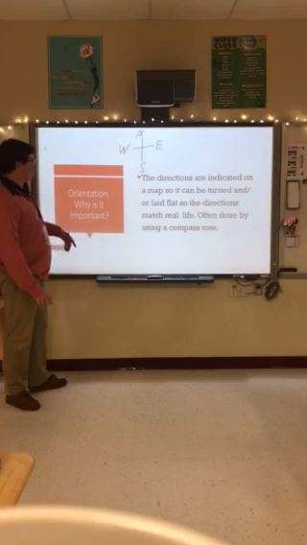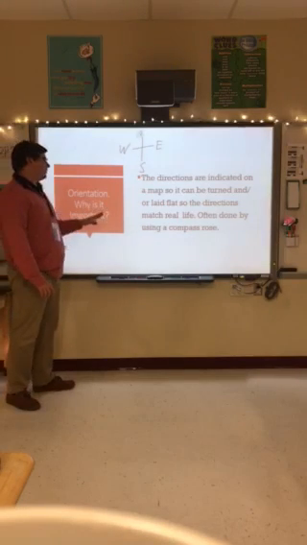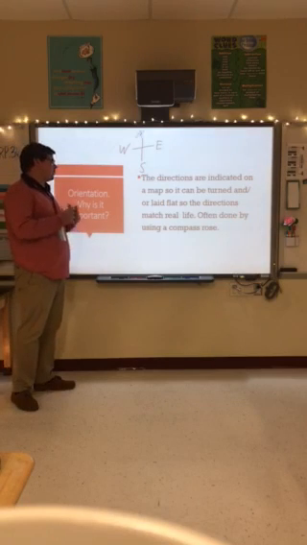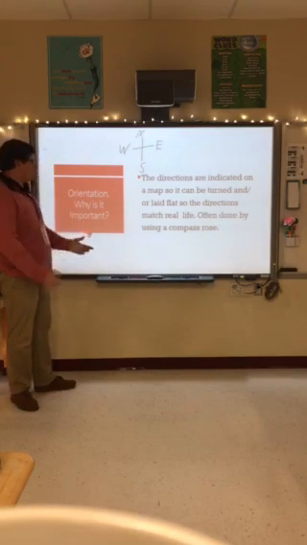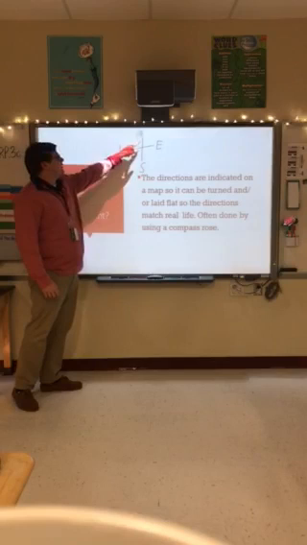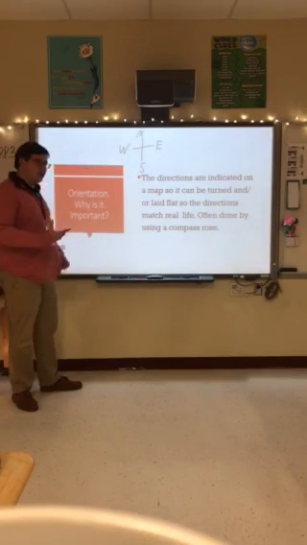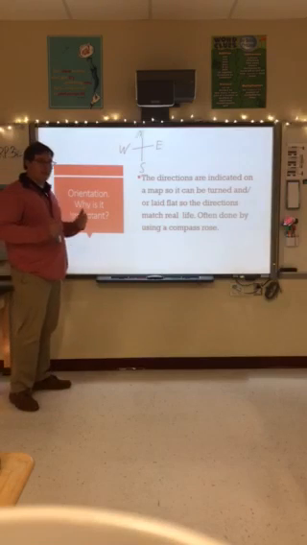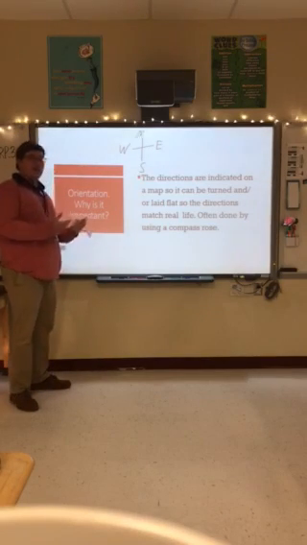Next is the orientation. The orientation is the directions that are indicated on a map, so it can be turned and or laid flat so the directions match real life, often done by using a compass. We have a compass up here, never eat soggy waffles. So orientation is direction, like a compass. So you know if you're moving up, down, left, and right on a map, you know the directions you are going.